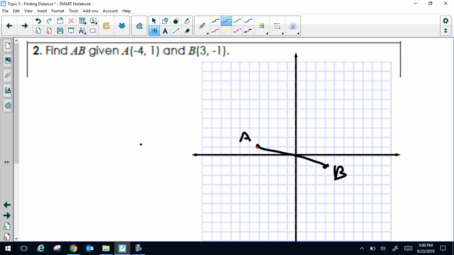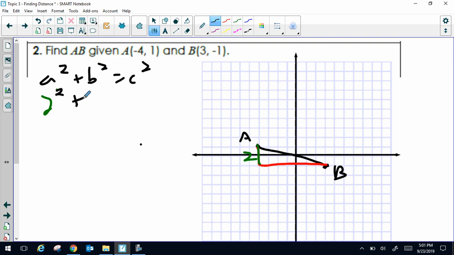Okay, so we'll make our right triangle. Again, it's a squared plus b squared equals c squared. A is always up and down, so that would be a distance of 2. B is always side to side.